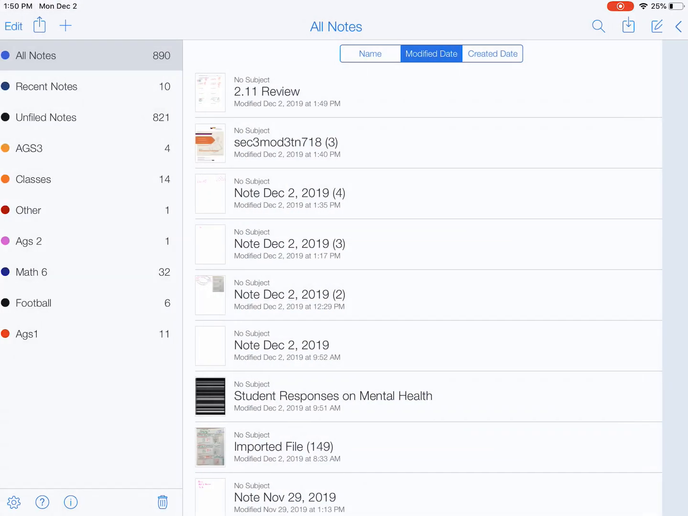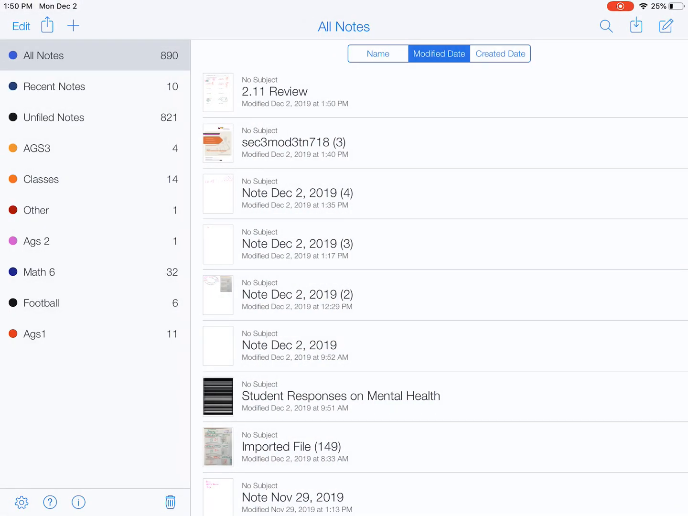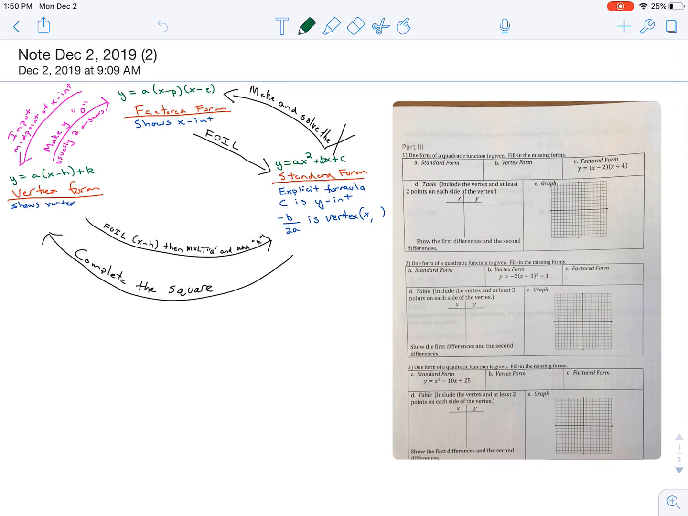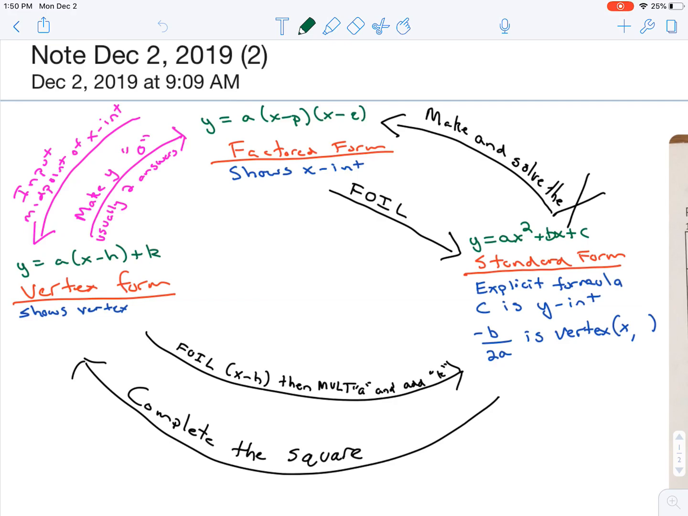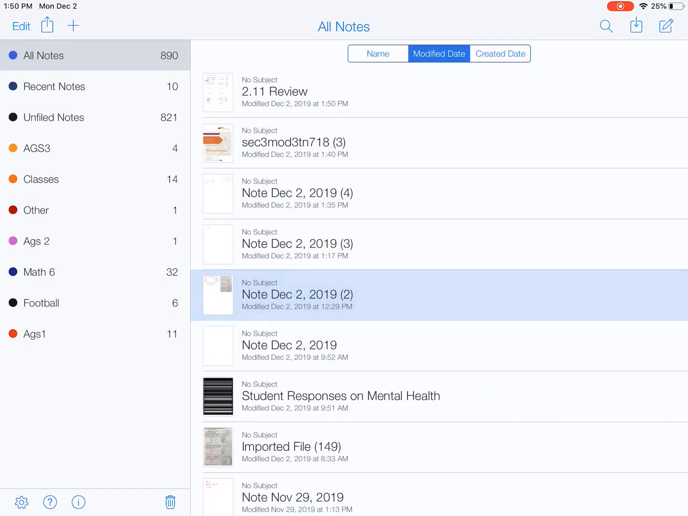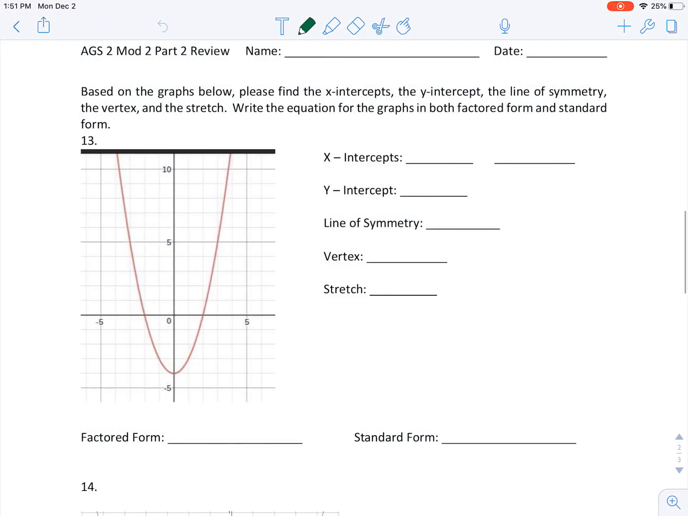So I have made this thing that actually you don't need to know all of it, but it's going to be really helpful more for Module 3. And this tells how to go in between the different forms and what the forms are. I will probably post it to Canvas.